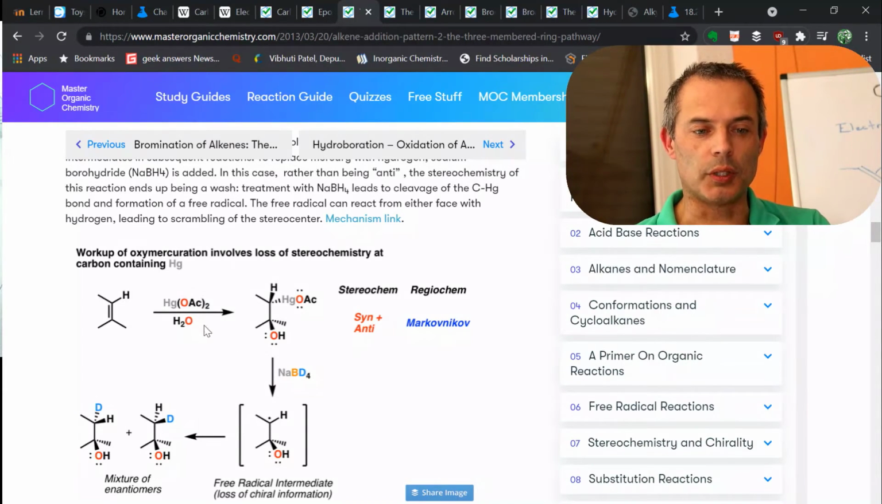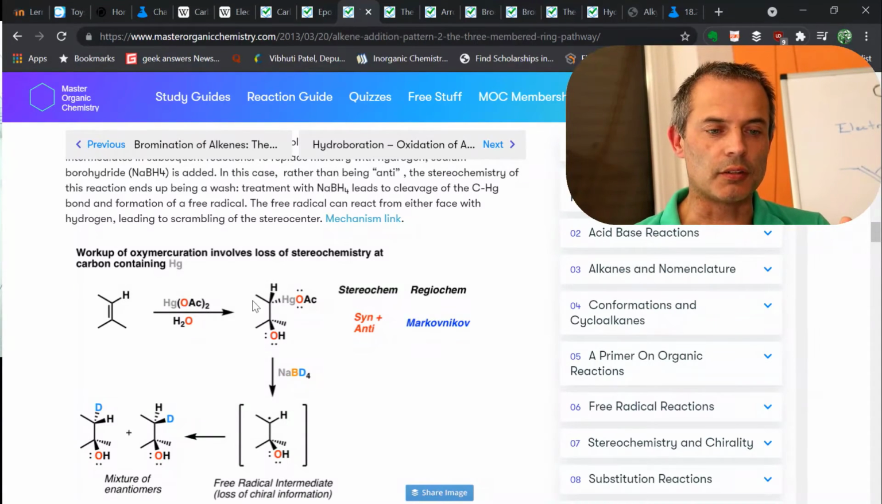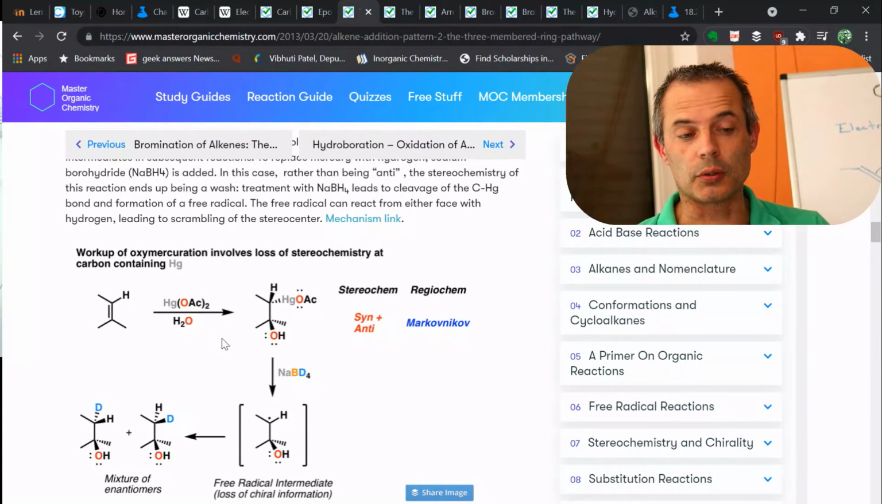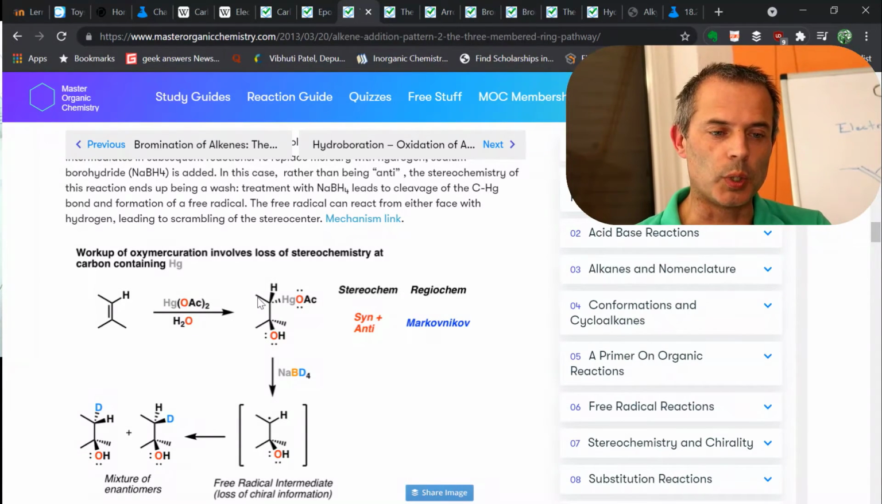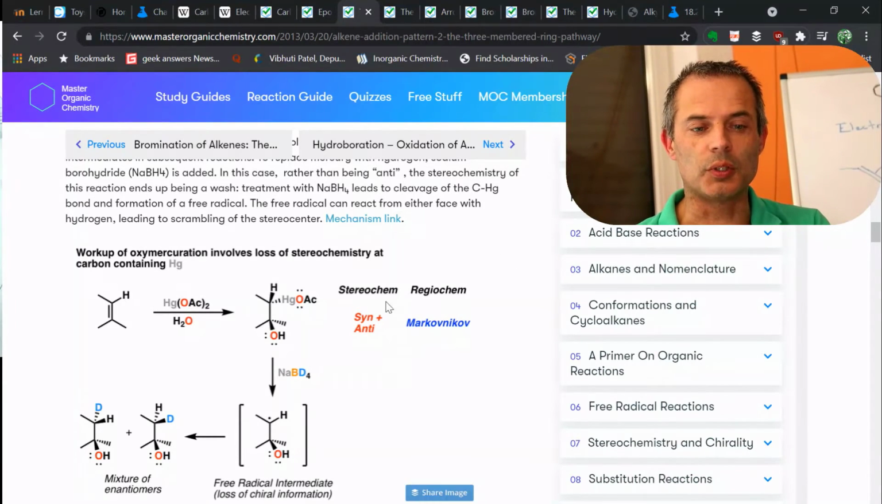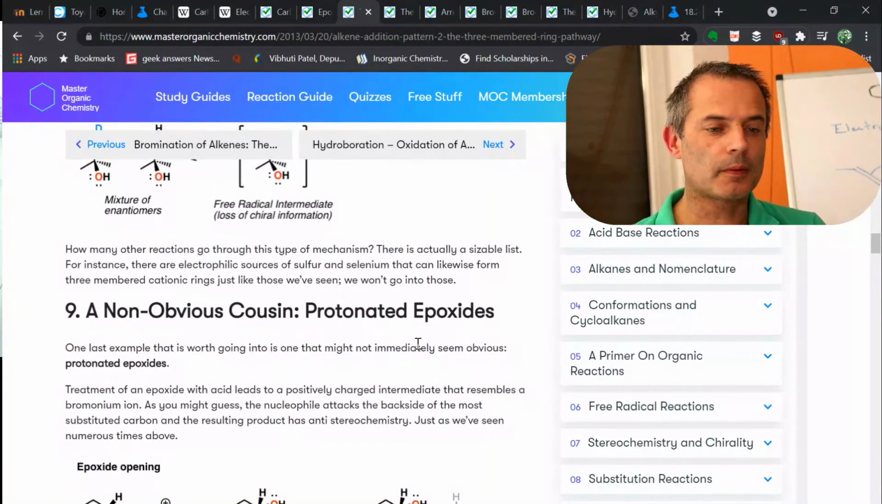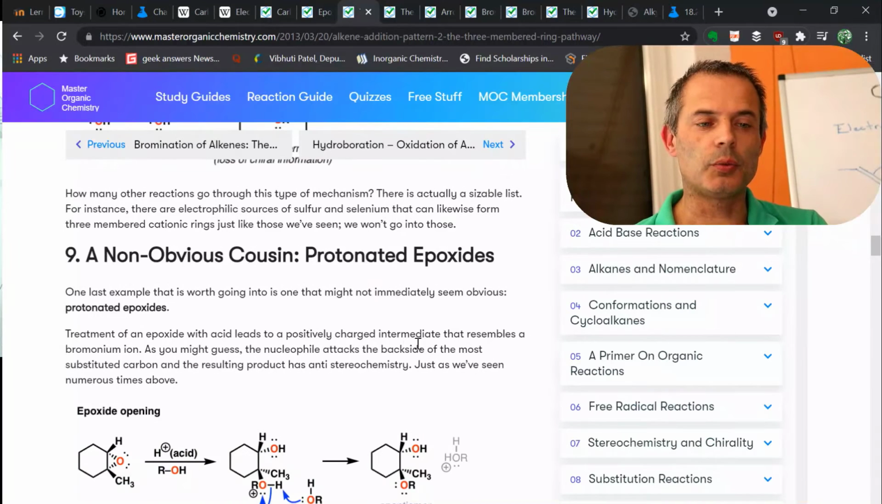It depends what we do. So in this case, they've got a free radical intermediate, which means that the chirality of this group is lost. But we can also attack it from the back and have an SN2 reaction, and then we would switch the stereochemistry of this side, and so then we would switch this over. This is where I wanted to get.